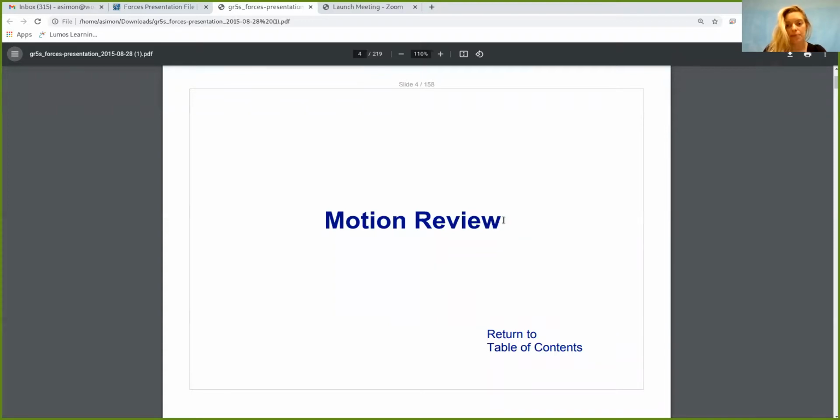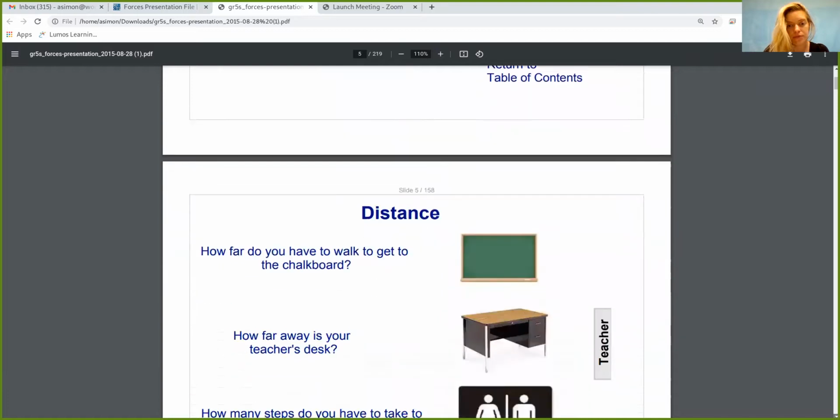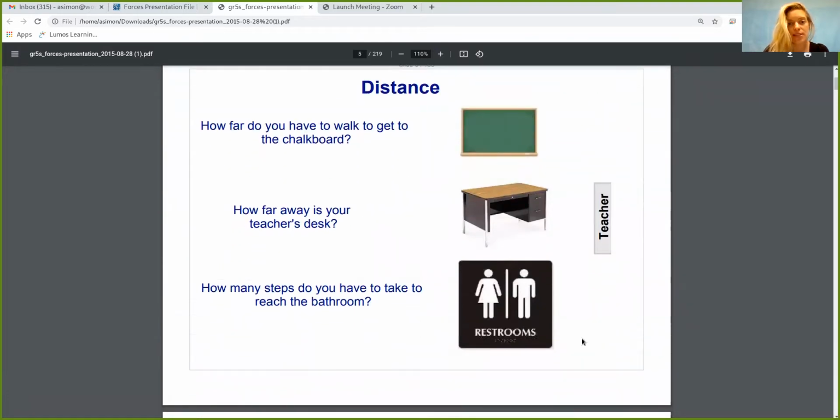All right, so at the top of your notes, go ahead and please put motion review. Motion review. So remember motion means movement, okay? And specifically, distance is what we're going to talk about today when it comes to motion. So distance, for example, go ahead and put that down, distance.